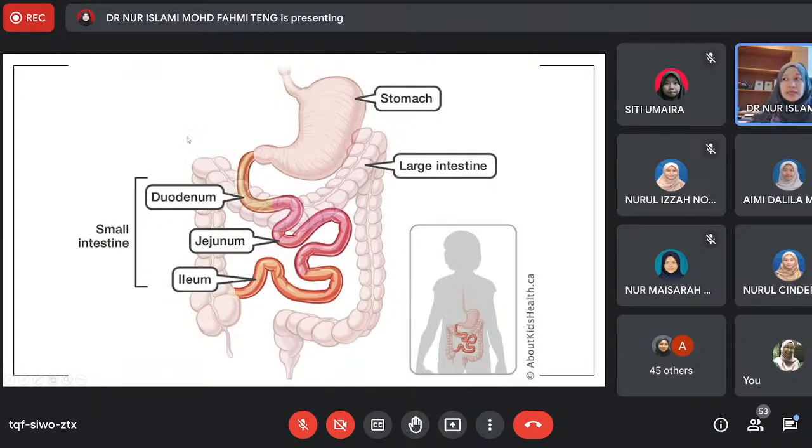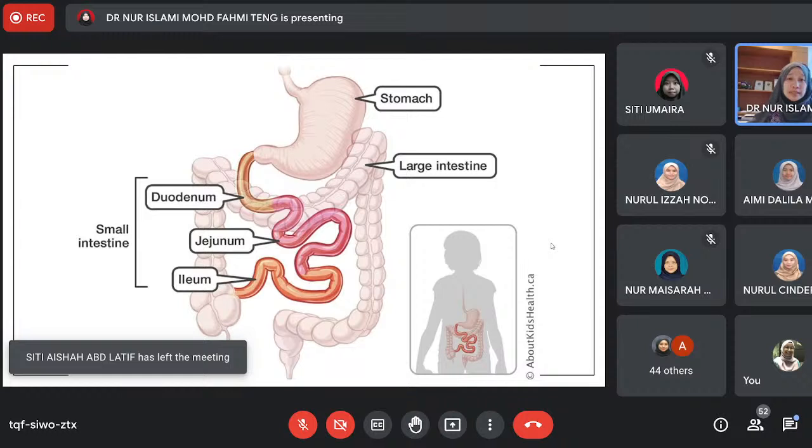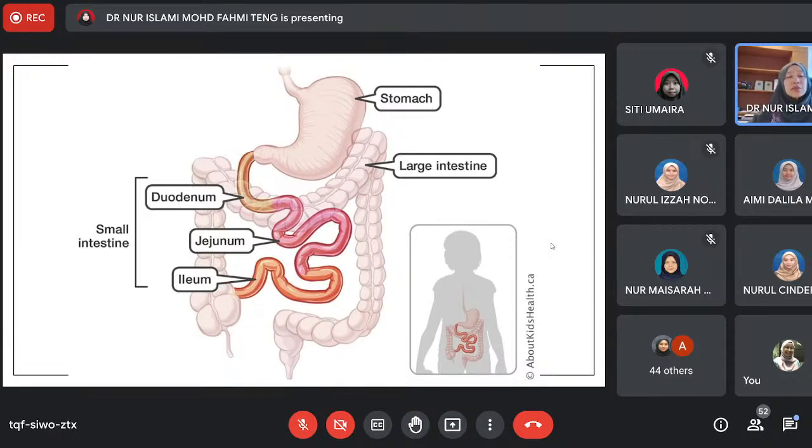So here, your GI system, the functions from the stomach, the small intestine and the large intestine, they play a big role in digestion of what we eat. The digestion and also absorption and reabsorption of nutrients and water. So whatever problem occurs there, of course it will interfere with nutrient digestion and absorption.